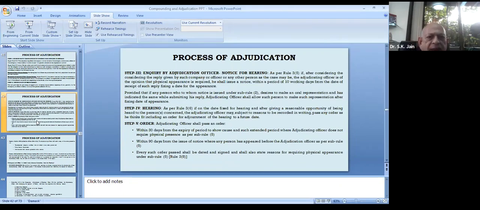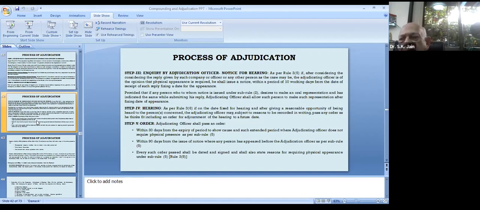Now, step 3. Inquiry by adjudication officer, notice for hearing. Then as per rule 3.5, if after considering the reply given by company or officer in default or any other person as the case may be, the adjudicating officer is of the opinion that physical appearance is required, he shall issue a notice within a period of 10 working days from the date of receipt of such reply, fixing the date of appearance.